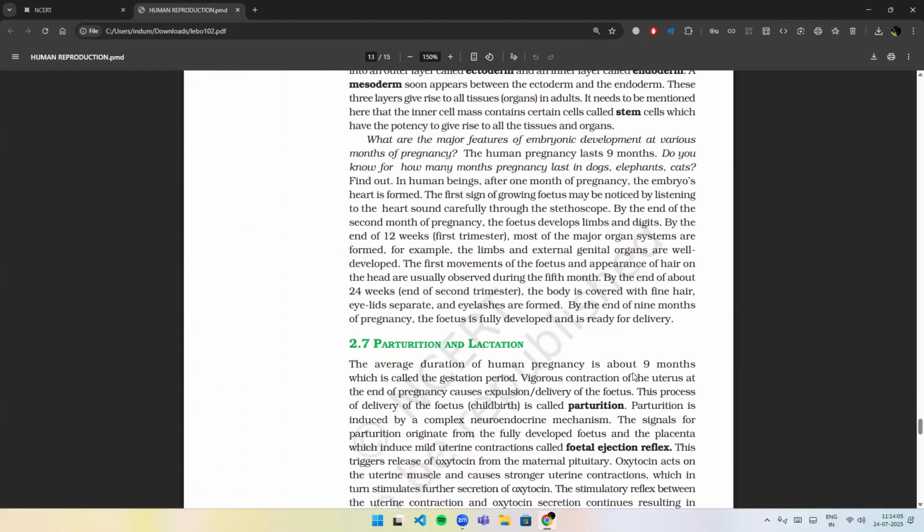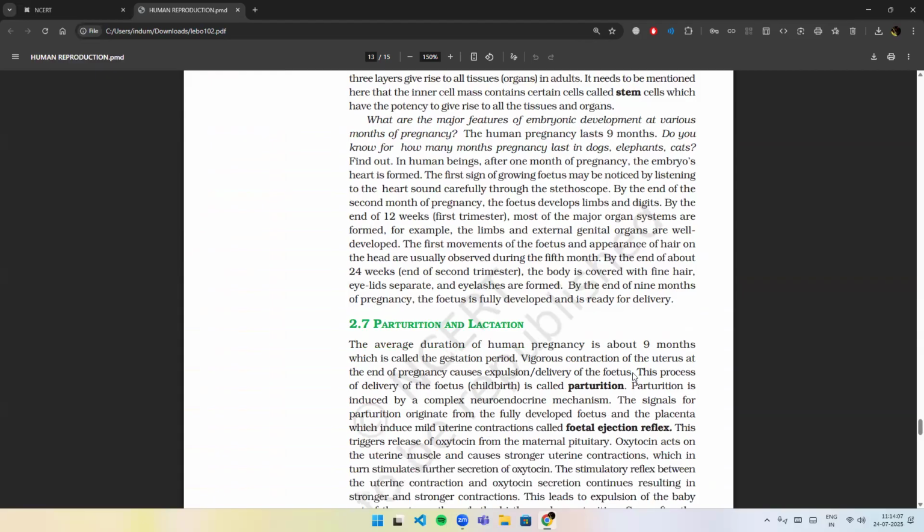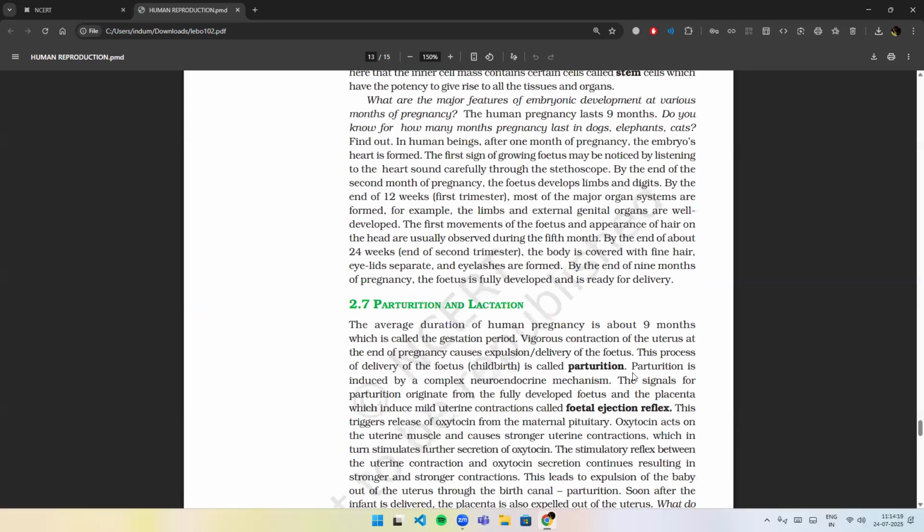These three layers give rise to all tissues in adults. It needs to be mentioned here that the inner cell mass contains certain cells called stem cells, which have the potency to give rise to all the tissues and organs. What are the major features of embryonic development at various months of pregnancy? The human pregnancy lasts 9 months. Do you know for how many months pregnancy lasts in dogs, elephants, cats?